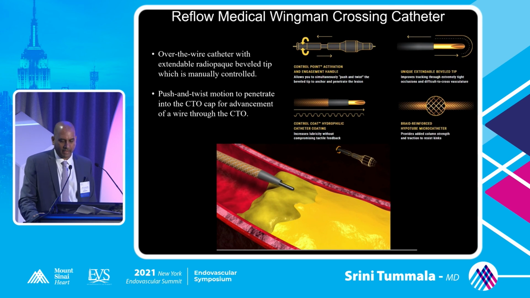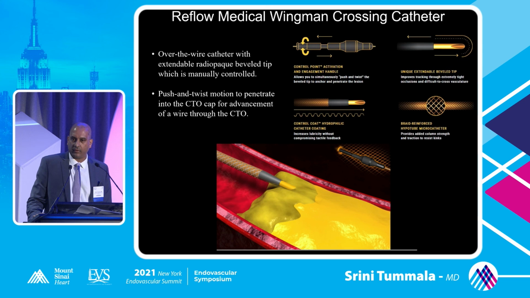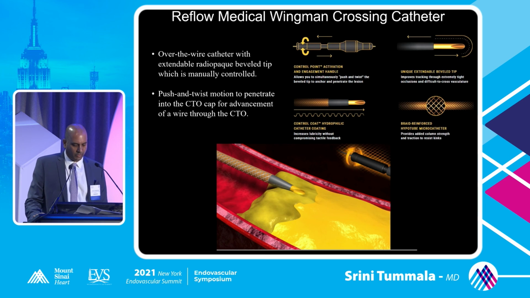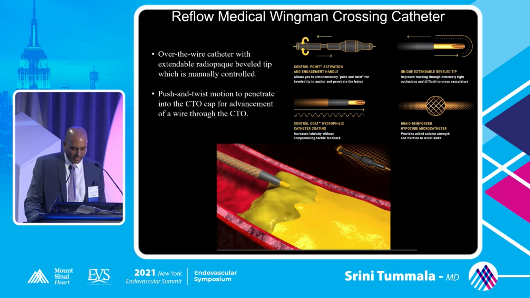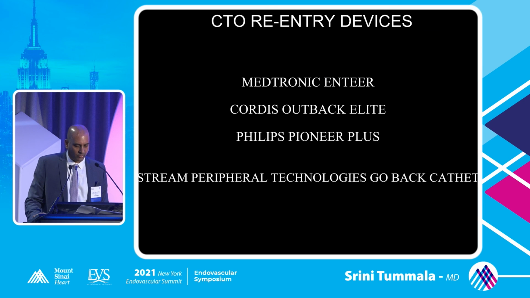Finally, we have the Wingman crossing catheter by Reflow. This is another catheter, which is a braided reinforced microcatheter. Through it, you can put a radiopaque beveled tip, which allows you to rotate and determine the direction that you want your guide wire to travel. It lets you pierce really dense calcified CTO caps. It's very radiopaque, and obviously you can use this to gain through and through access.